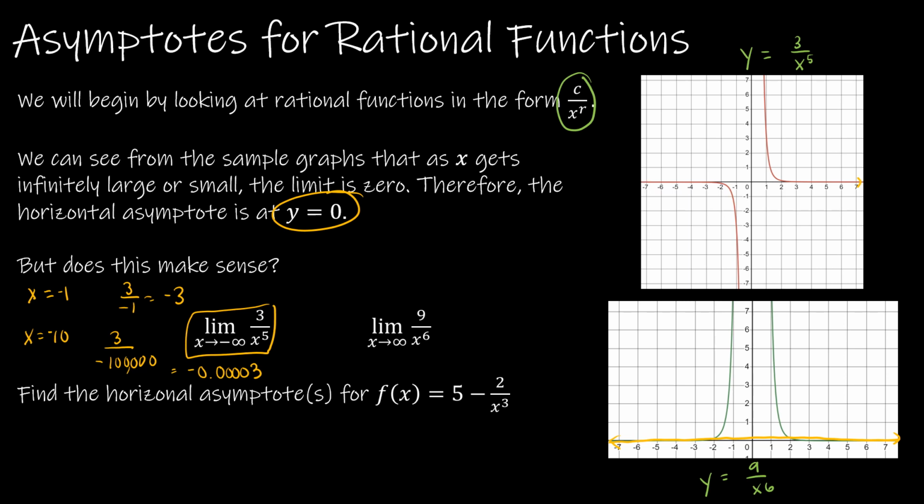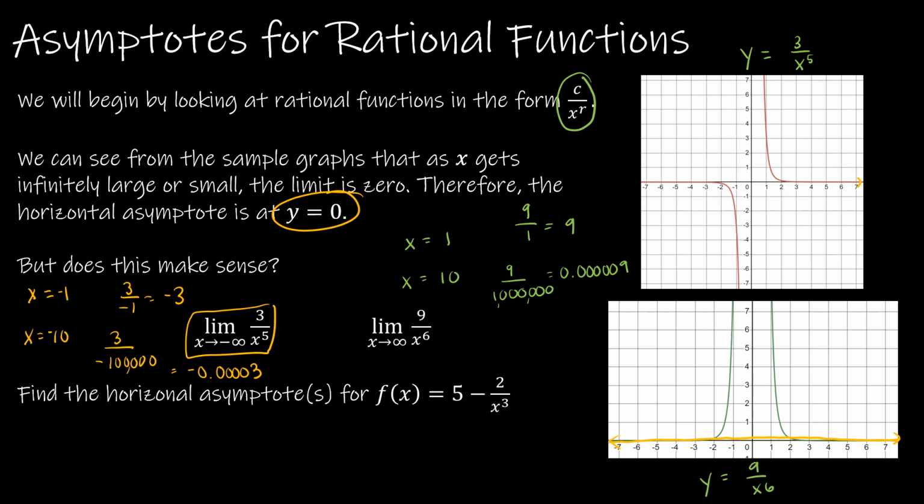And I could do the same thing for the second function, so x equals positive 1. This one's approaching positive infinity. And so I would have 9 divided by 1 to the 6th, which is 1. And then I would have 9 divided by 10 to the 6th, which is 1 with 6 zeros, and that's obviously a very small number. And I could keep going and going and going. So it makes perfect sense that I would end up with a function that approaches 0, and therefore the horizontal asymptote is at 0.